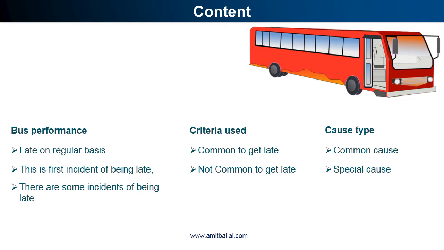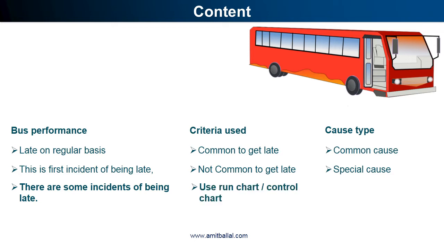Now, it is pretty obvious that in both of these situations, it was kind of easy to identify whether it was due to common causes or special causes. However, if we consider third case, that is, there are some incidents of being late, it means there tends to be a possibility of the bus being late as well. Now, the question is, should we consider those late incidents as due to common cause or special? The answer is, it is difficult to determine by just looking at it. Hence, we need some tool which can help us to identify it.